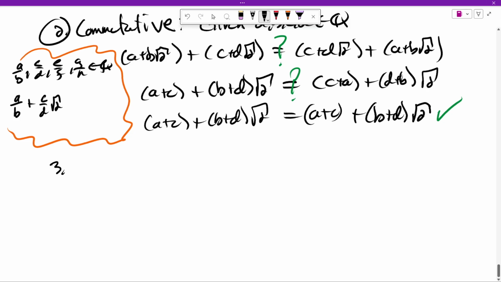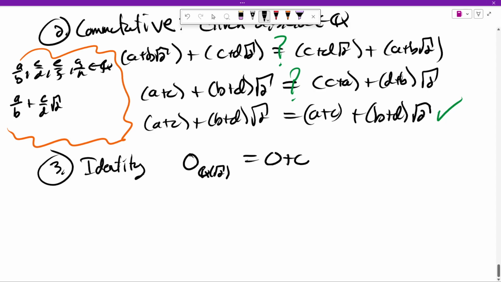Let's see, what else? There should be a 0. There should be an additive identity. So 0 sub q root 2 is our notation for that. That's just 0 plus 0 root 2, which I'm going to write as just 0. I'm going to mean all this. These all mean the same thing for this.